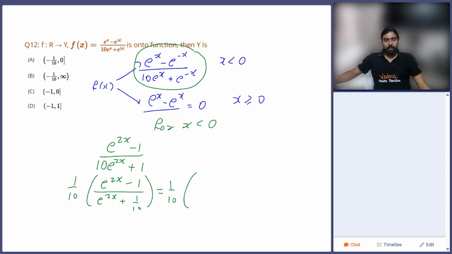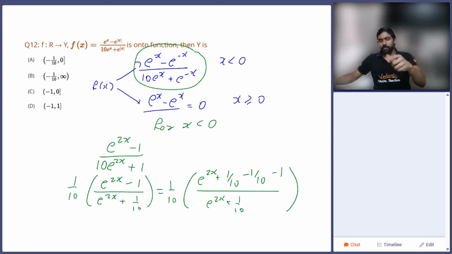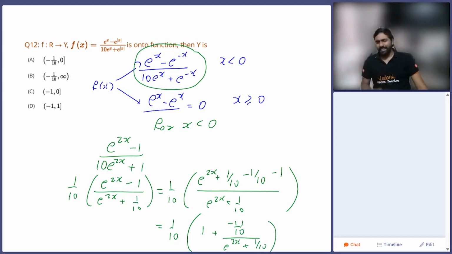Now let me create this e^(2x) + 1/10 in the numerator. So (e^(2x) + 1/10) minus 1/10 minus 1, divided by (e^(2x) + 1/10). The reason I've done this is that the first set, e^(2x) + 1/10, will get cancelled out, giving you simply 1. And over here, what do I have? Minus 11/10 divided by (e^(2x) + 1/10). The entire reason behind doing this was just to somehow create a format of minus 11/10, separating out this e^(2x).